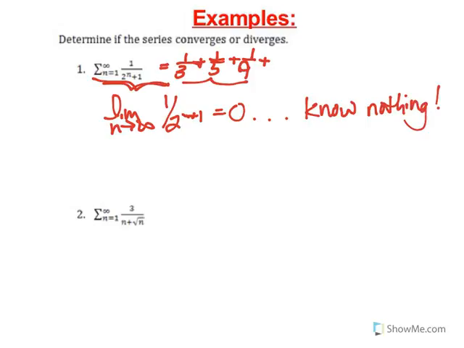What else did we learn, not last chapter, but in sections 9.1 and 9.3? It's not geometric. We know nothing from the nth term test. Oh, integral test. It wasn't a p-series. Integral test. Okay, well, we could say, you know what?